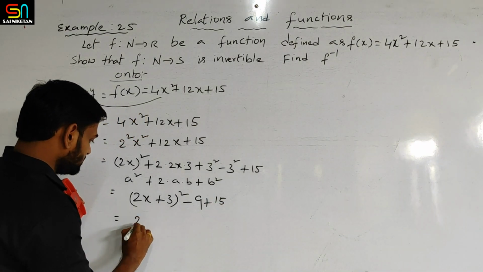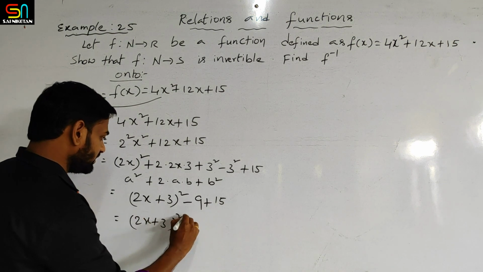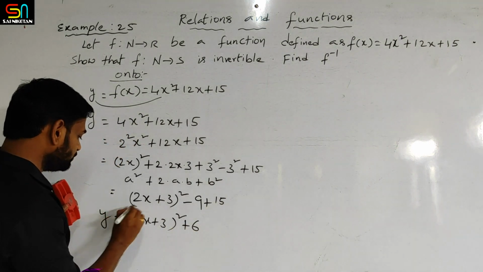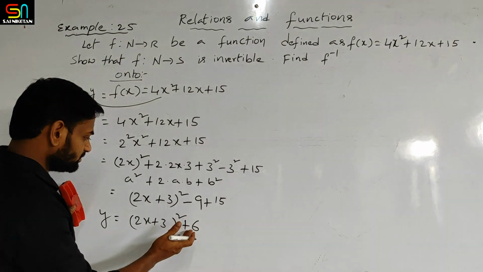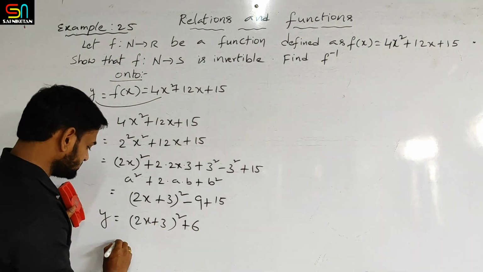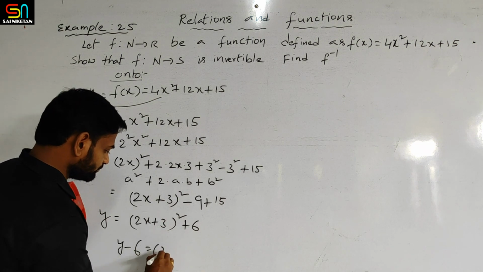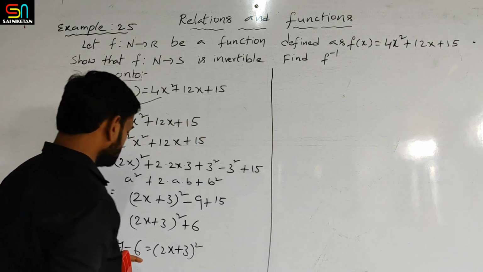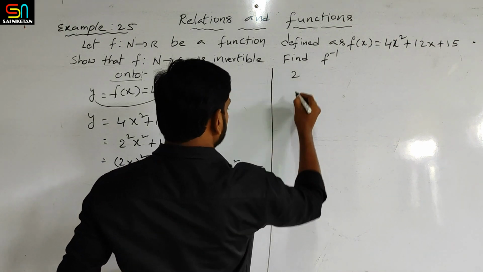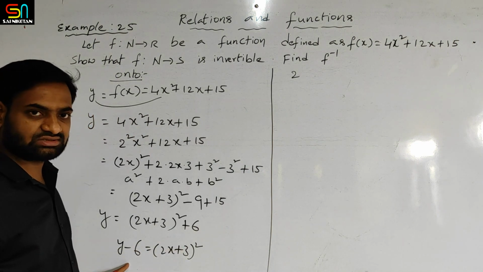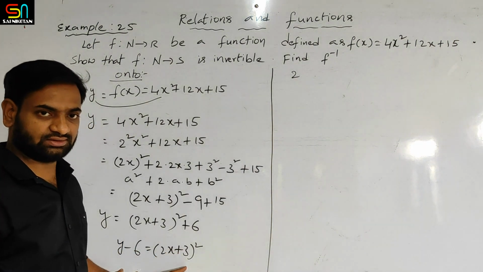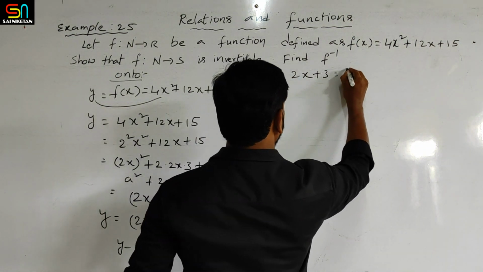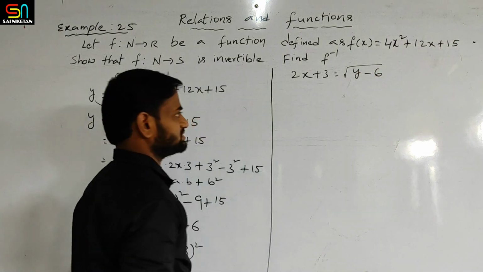That is (2x plus 3) whole square minus 9 plus 15 is plus 6, which is equal to y. From this one, send 6 to this side, that is y minus 6 is equal to (2x plus 3) whole square. Next, (2x plus 3) whole square is y minus 6. Now what is the value of 2x plus 3? That is 2x plus 3 is equal to root of y minus 6.